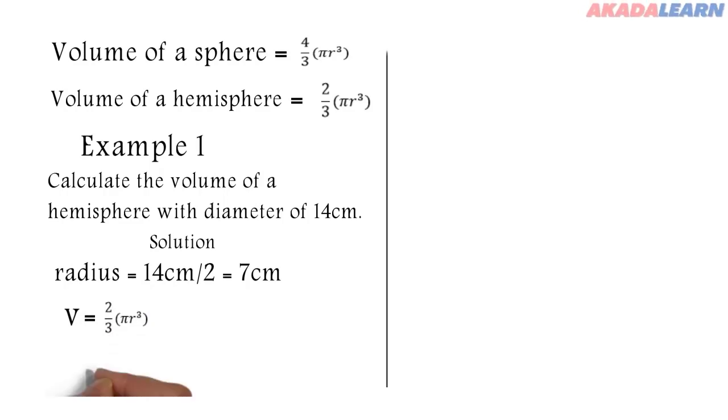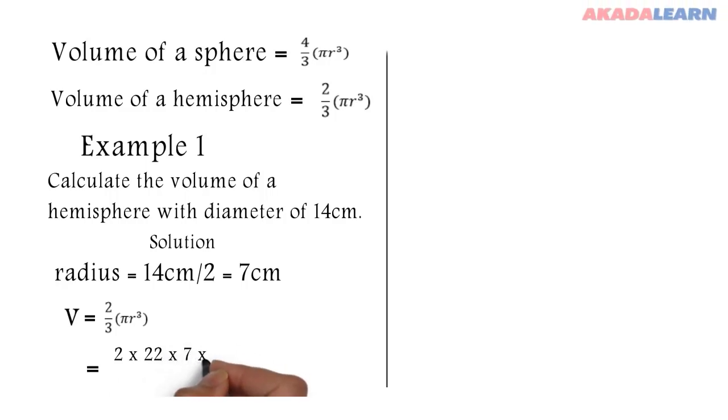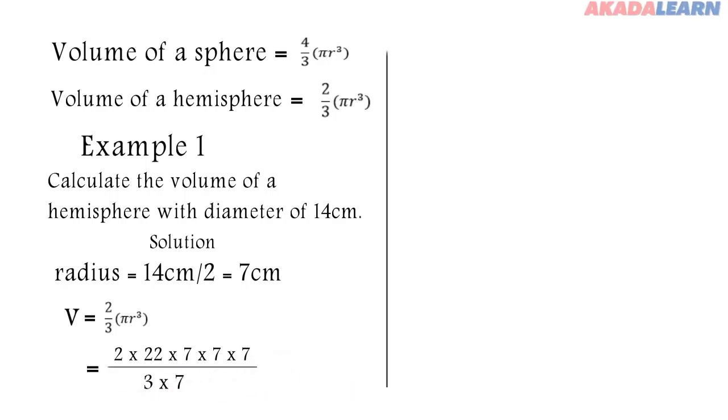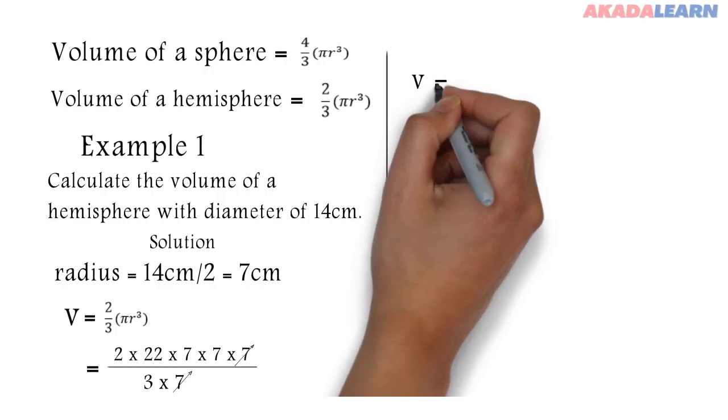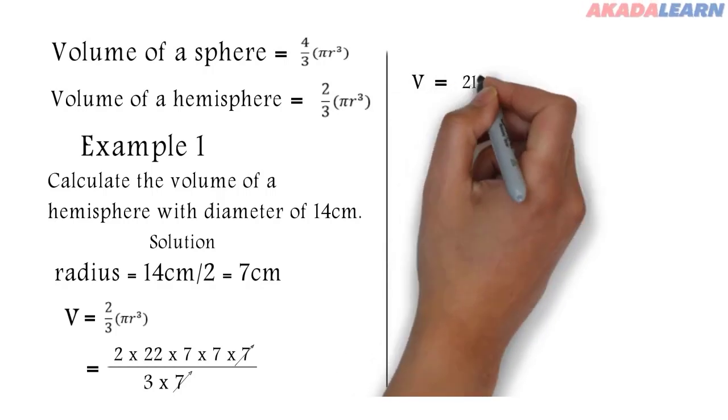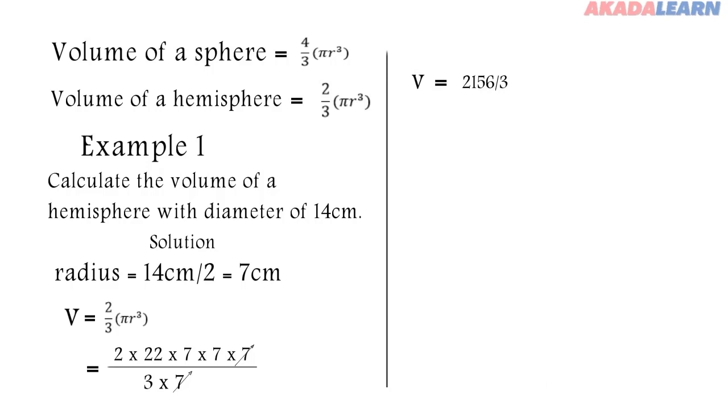So let's substitute in now. So we have 2 times 22 times 7 times 7 times 7 all over 3 times 7, because pi is 22 over 7. So both 3 and 7 are in the denominator, so the 7 up can cancel one of the 7. So we now multiply the numbers in the numerator. We got 2156 divided by 3. So now our volume is 718.7 centimeter cube.